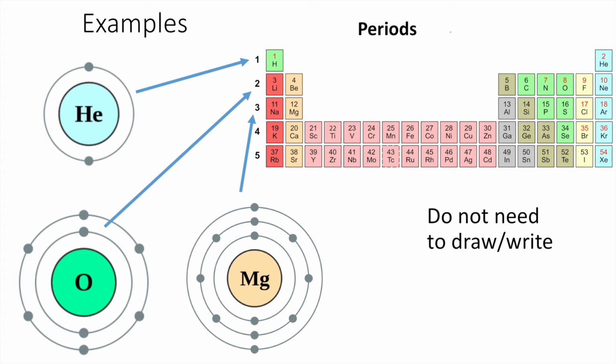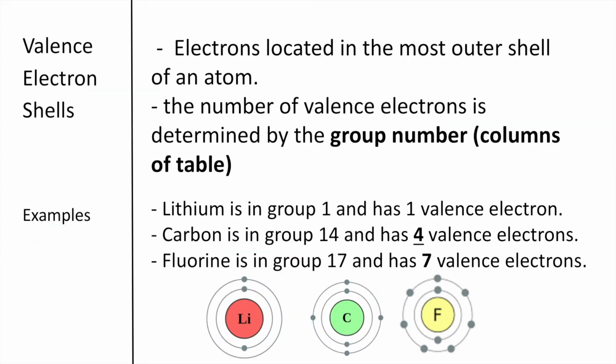Now, when we're talking about valence electron shells, this means just the electrons that are located in the outermost shell of an atom. The number of electrons is determined by the group number of the periodic table. And remember, the period was the rows of the periodic table. The group number is designated as the columns of the periodic table.